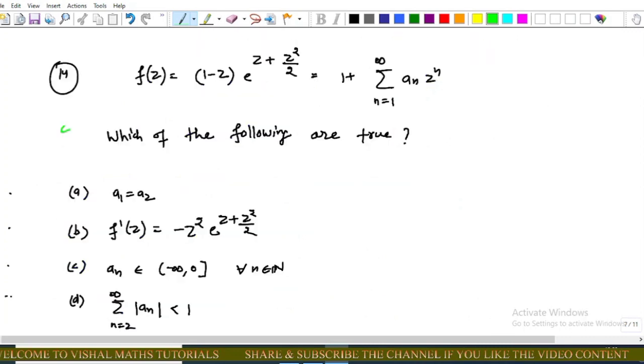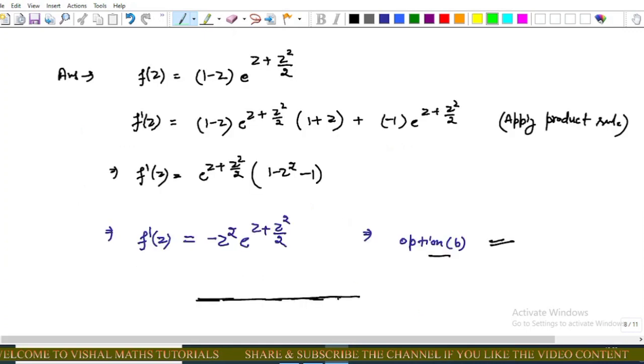Now come to the part C question. Actually f(z) is equal to (1 minus z) e^(z plus z squared upon 2), which further equals 1 plus this series expansion. Now in the question, which of the following are true? We have to find the true options from these 4 options.